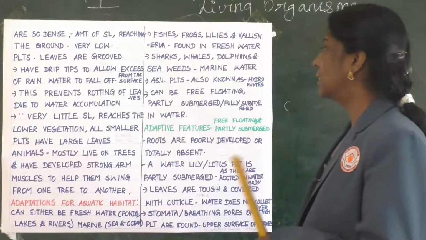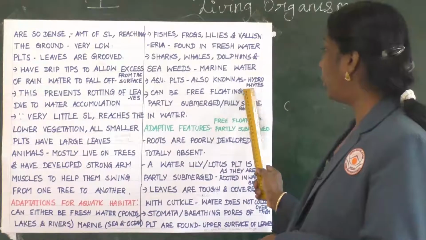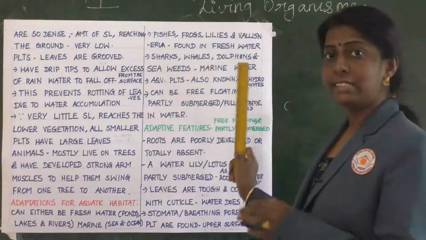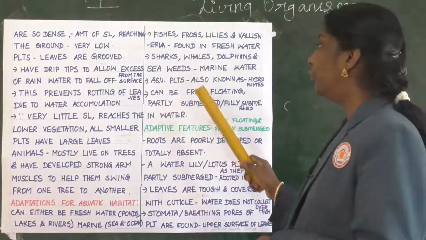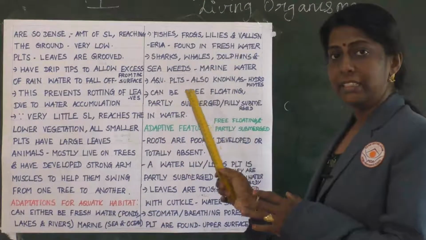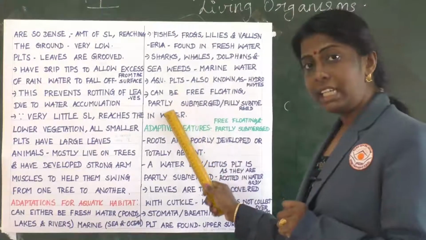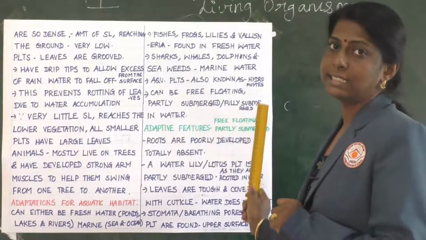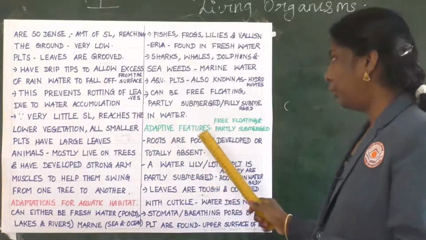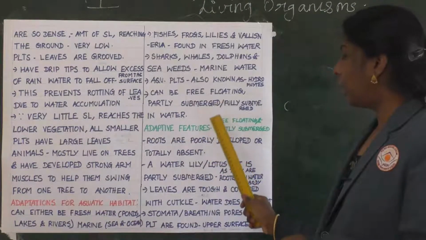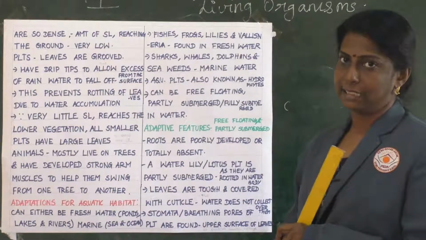Clear? Yes. Then the aquatic plants are also known as hydrophytes. Aquatic plants can be of three types: free floating, partly submerged or fully submerged. So let us learn one by one. First, about the adaptive features of free floating or partly submerged plants.